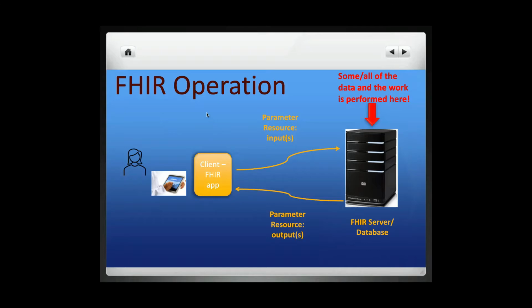When we're doing a FHIR operation, we're going to give it some sort of parameters. So the input is going to be a FHIR Parameters resource, encoded that way. We're going to get the result back at the output as a Parameters resource as well. But the point is that some or all of the data and the work is over here on the FHIR server.